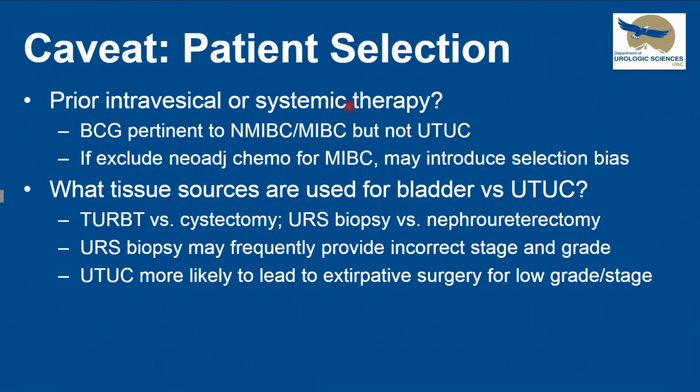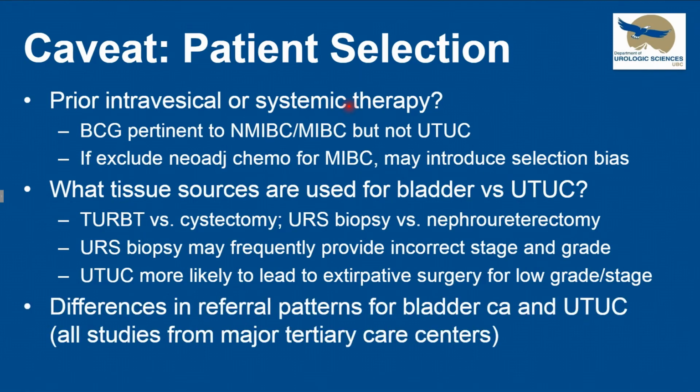The ureteroscopic biopsy, for example, is a poor predictor of actual grade and stage. And upper tract disease is more likely to lead to a nephroureterectomy for low-grade, low-stage disease than we would see for bladder cancer, where you really need muscle-invasive, high-grade disease for cystectomy in most cases. And as I mentioned earlier, there are also differences in referral patterns. Most of the studies are done at the major centers in the US, and the bladders, I would suspect, are more likely to be referred to a center, whereas upper tract disease might be done out in the community more often. That's just an open question.